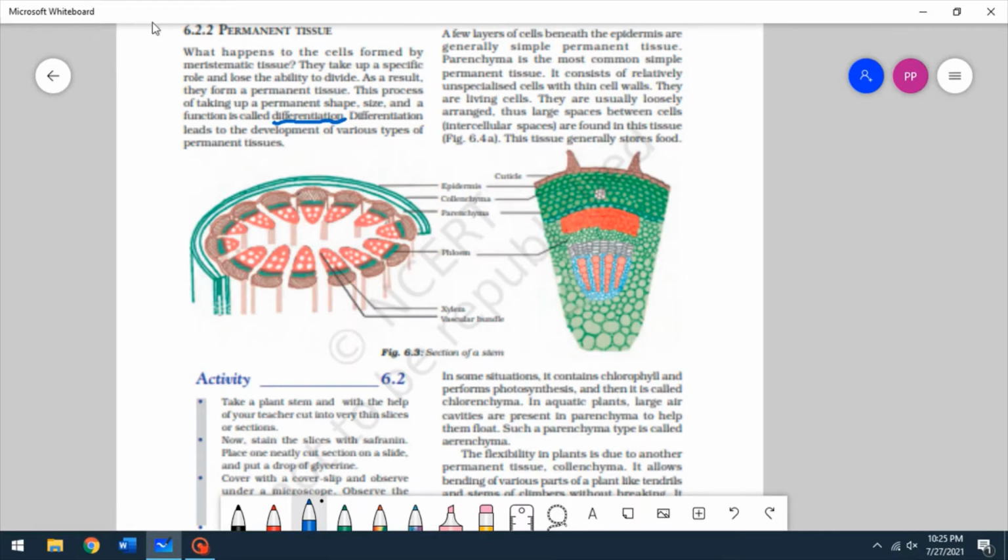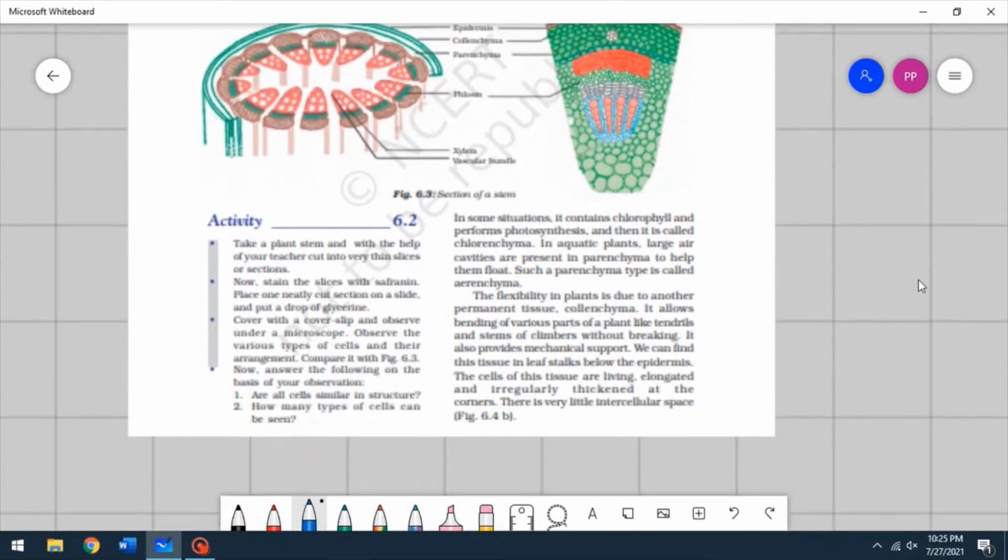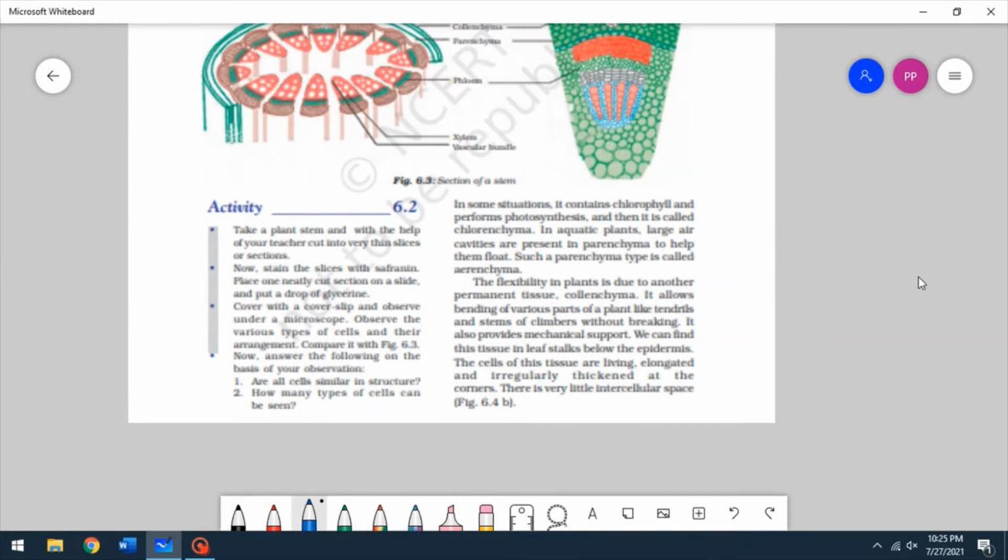and that is exactly what happens with plants. Meristematic tissues grow and then they take up a specific function, which is why they lose their ability to divide and they become permanent tissues. Alright, and then we have an activity here, and this has to be done at school with the help of a teacher.